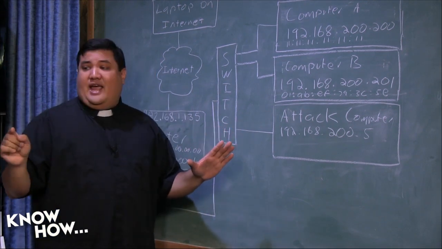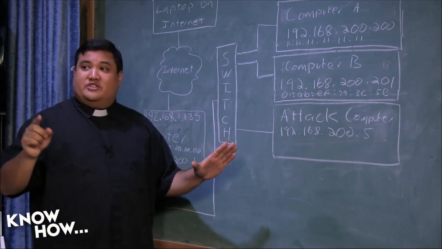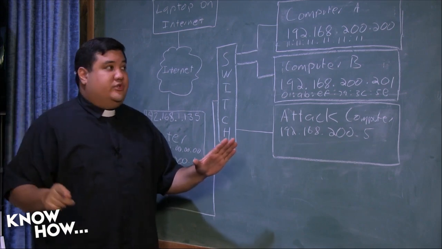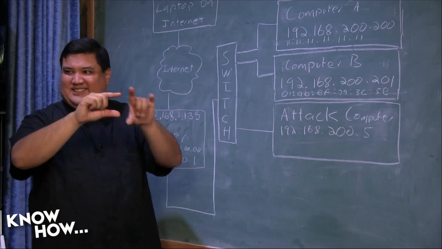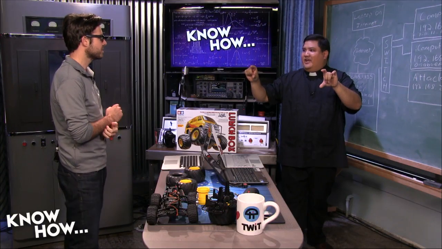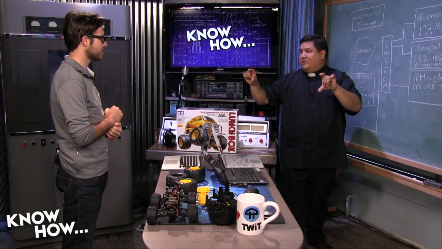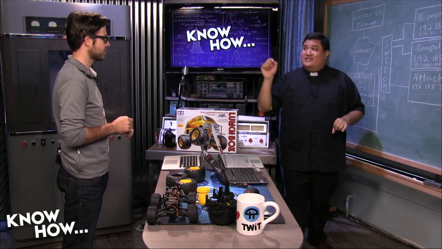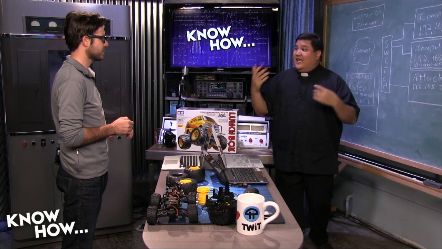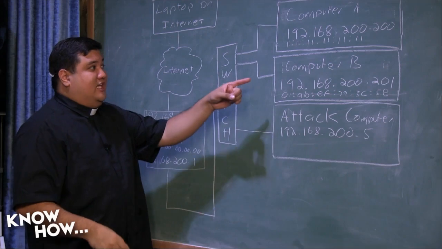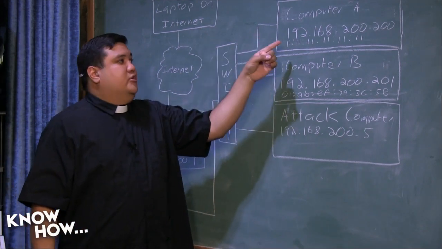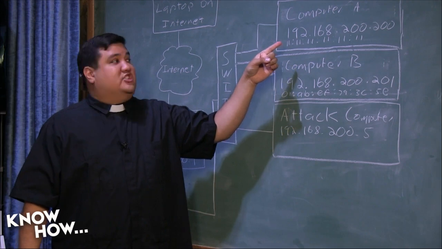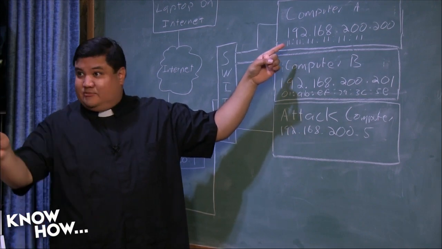Now, let's say I have a computer that wants to talk to the internet. When it gets its DHCP address, remember how it has the gateway? The default gateway is 192.168.200.1. It knows that that's the gateway it needs to send data to get to the internet. So it's going to do the same thing. It's going to say, hey, I need to get to the internet. What device is 192.168.200.1? Because that's my gateway.